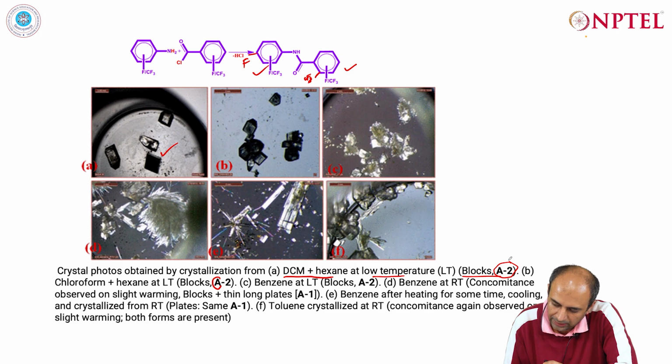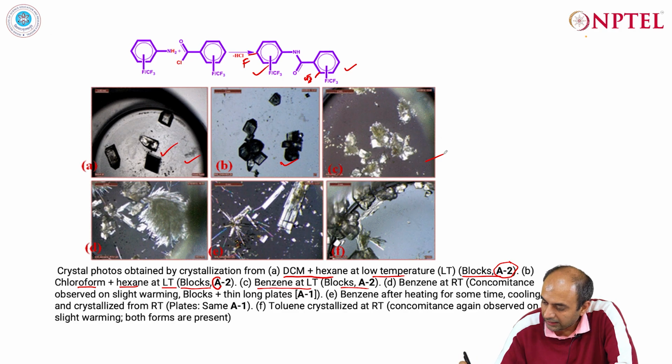And when we do another combination of polar chloroform and hexane nonpolar solvent at low temperature, we again get these blocks. So you see that the block conditions are obtained under low temperature conditions in a combination of polar and nonpolar solvents. Now when we change the solvent to benzene, which is completely nonpolar, at low temperature, we again see that we get the blocks, that is the A2 form.